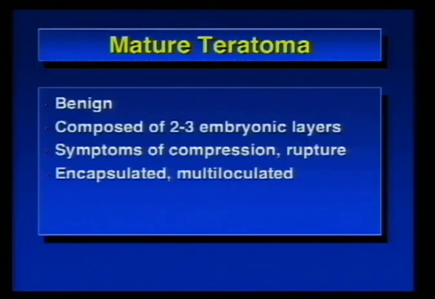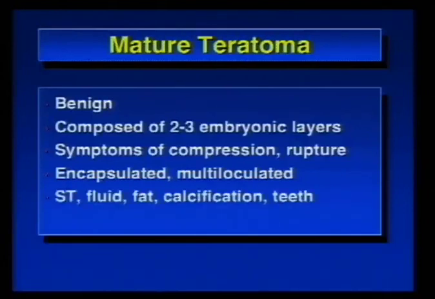These masses tend to be encapsulated and multiloculated. They can be composed of multiple elements: soft tissue, fluid, fat, calcification, or teeth, even teeth. If you see calcification, fat in the mass, that's classically a germ cell tumor, but it can be other things. If you see fat, you're most likely going to be thinking of a germ cell tumor in a younger patient. Okay, it's unlikely to be a thymolipoma, germ cell tumor.